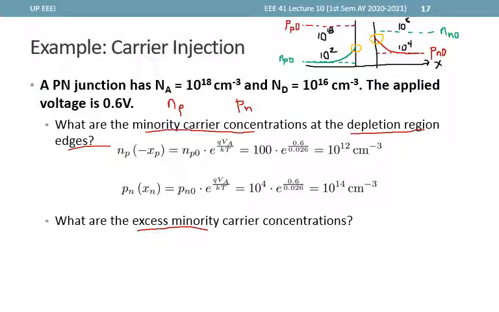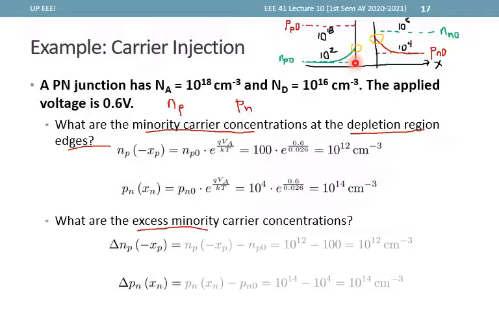Now next, say we are asked what are the excess minority carrier concentrations. So we are actually being asked what are delta N sub P and delta P sub N, still at the edges, although it was not anymore mentioned here. So the excess is simply the actual concentration minus the equilibrium concentration. So 10 to the 12 minus 10 to the 2 is approximately 10 to the 12, and 10 to the 14 minus 10 to the 4 is approximately 10 to the 14.